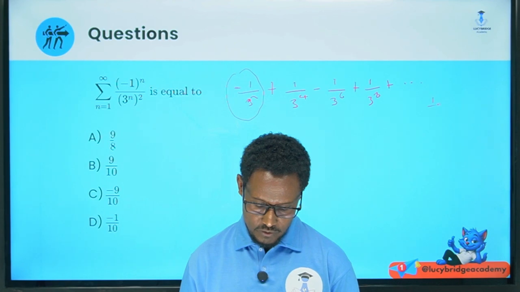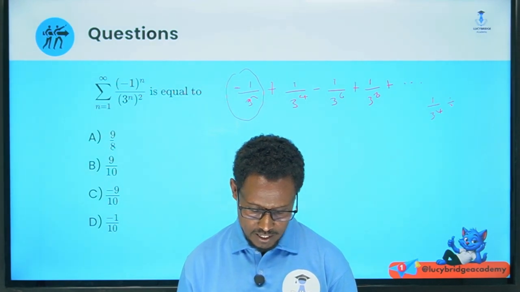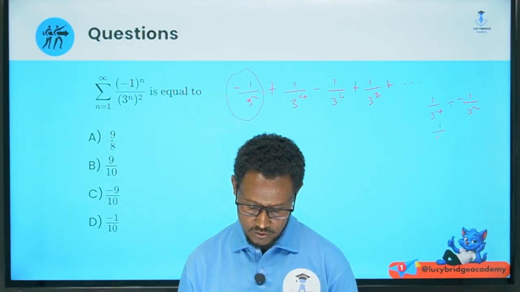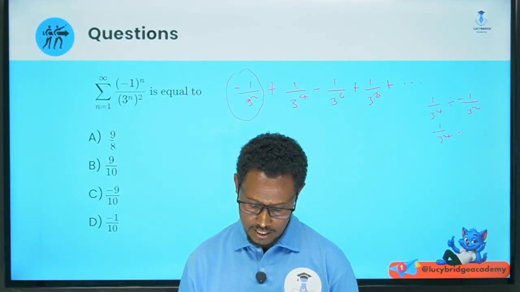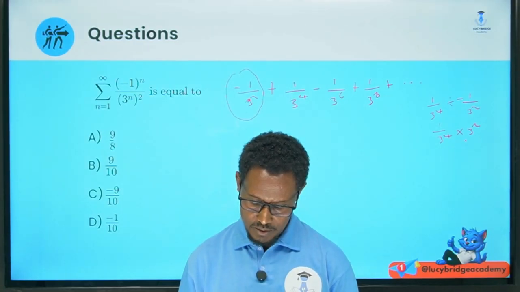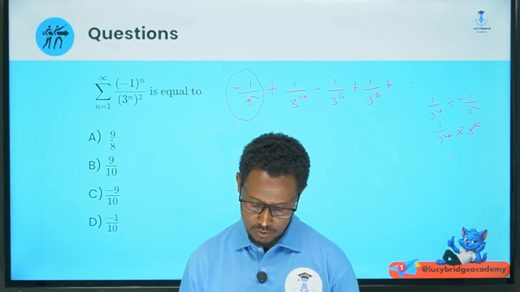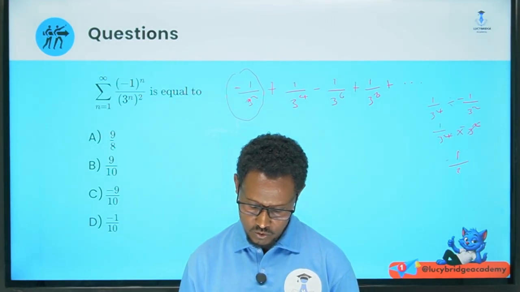Let me take one of them. 1 over 3 to the power of 4 divided by minus 1 over 3 squared means 1 over 3 to the power of 4 times 3 squared. The 3 squared by 3 squared cancel. It will be minus 1 over 3 squared, which is minus 1 over 9.